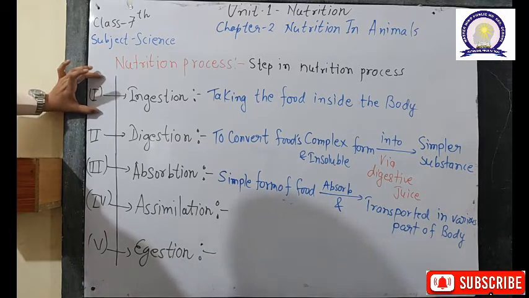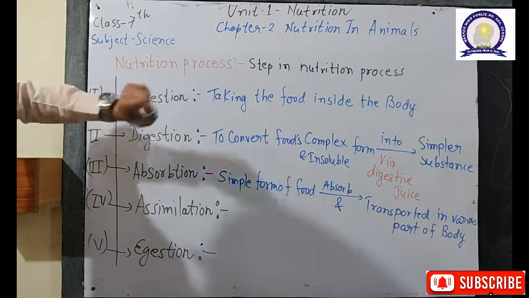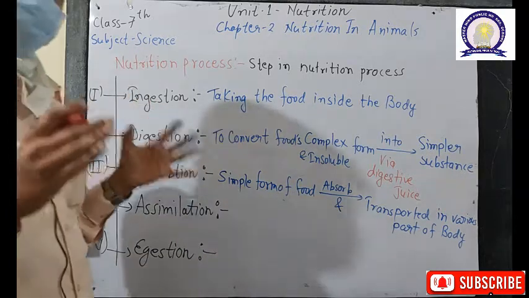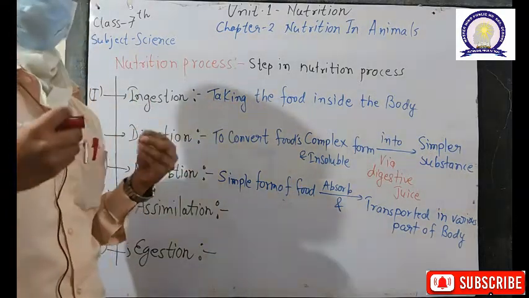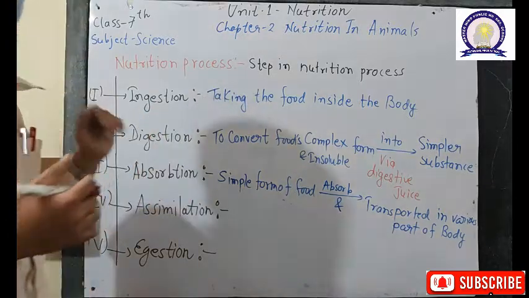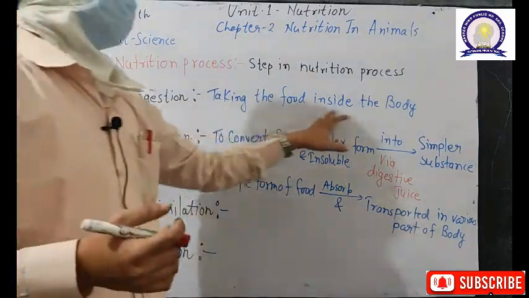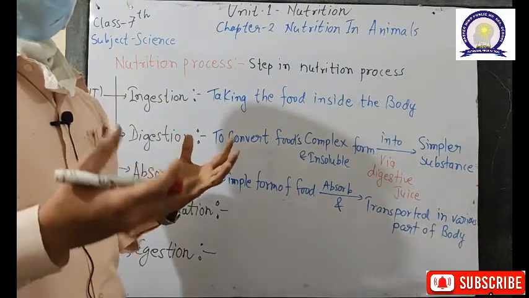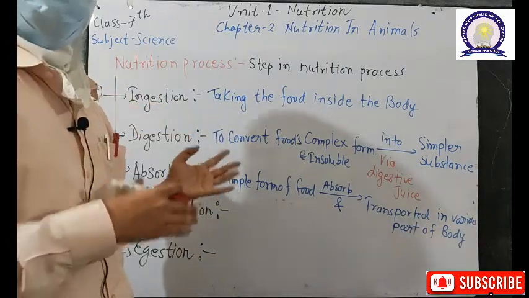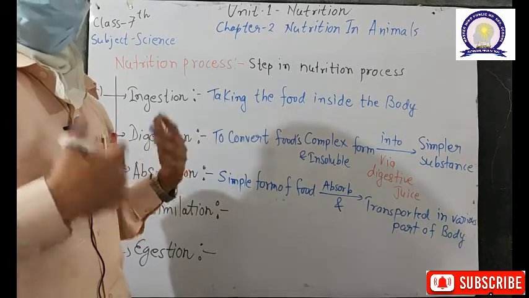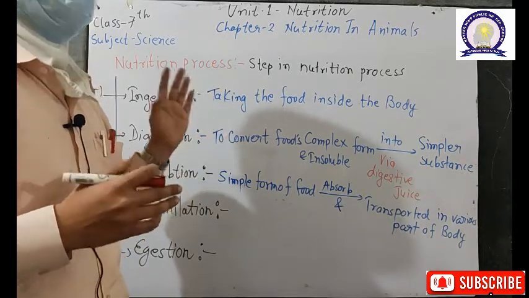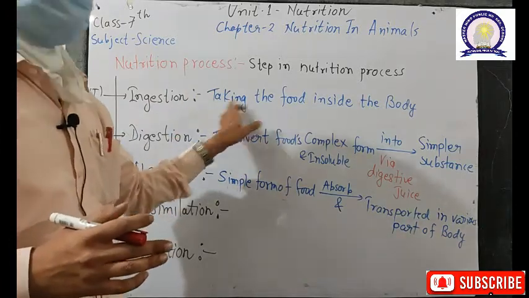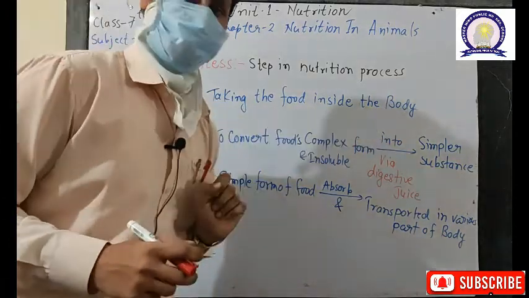The first step is called ingestion. Simply, whenever any animal takes food inside its body, it is called ingestion. That means taking the food inside the body of the animal. The food can be taken by a single-celled animal like amoeba or paramecium, and by humans via the mouth. So ingestion means the process of taking food inside the body of the particular animal.